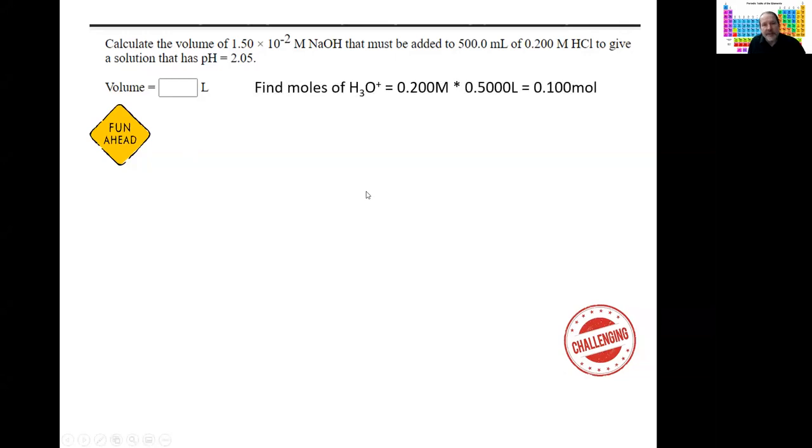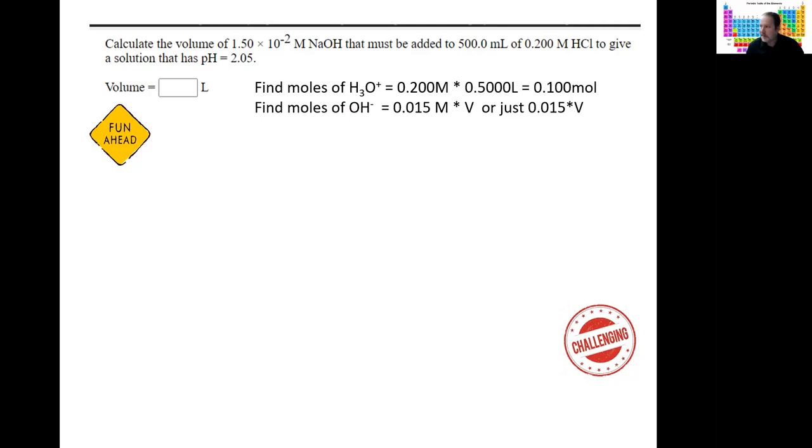Well, how many moles of hydronium ion or hydrochloric acid? Remember, hydrochloric acid is a strong acid, so all you have to do is think of it as the hydronium ion. So I can calculate the moles that I have by multiplying the volume times the concentration. Now remember, the volume has to be in liters. Multiply molarity times volume equals moles. That tells me how many moles I have to start off with.